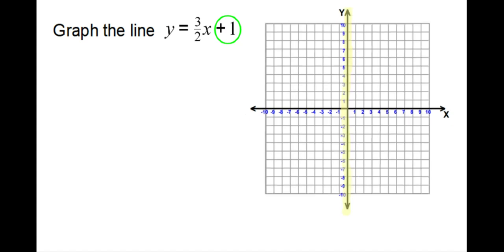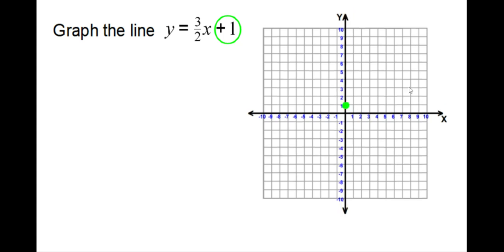So I'm looking at the y-axis. Again, that's your vertical axis that goes up and down on your coordinate plane. And I'm looking for a positive 1. And I see it right there above the origin, right above the center. So that means that is where I put my very first point.